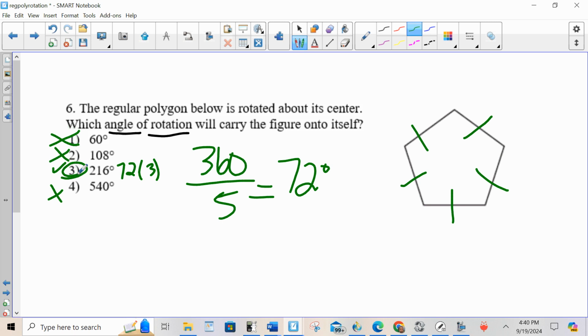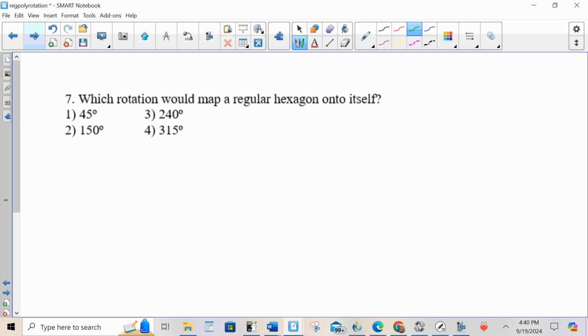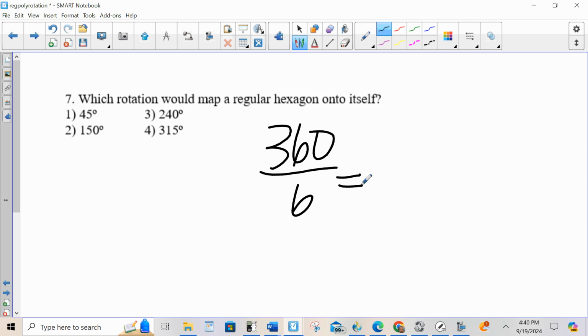So 360 over n will give you the minimum rotation. Any multiple of that will also map it onto itself. So you have to find which one's a multiple. The easiest way is to use the calculator to divide. Which rotation would map a regular hexagon onto itself? Well, step 1, 360 over the number of sides to find the minimum rotation. 360 over 6 is 60. I don't see that there, so it can't be 45, it's smaller than 60. So which of these is a multiple of 60?